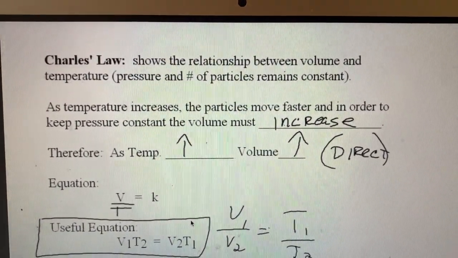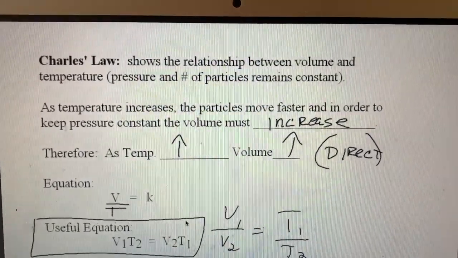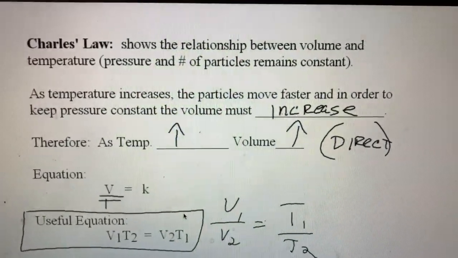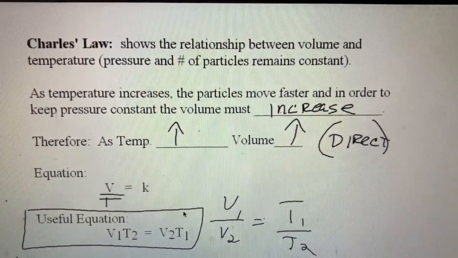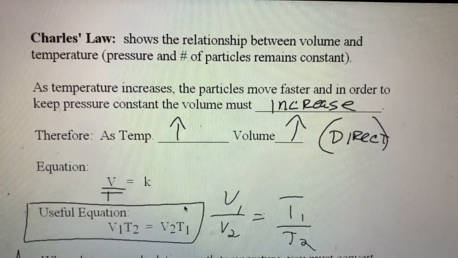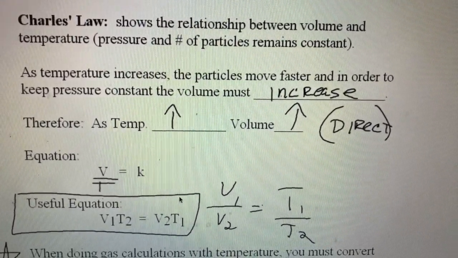All right, Charles's law shows the relationship between volume and temperature. In this case, the pressure and the number of particles are going to remain constant. So as temperature increases, the particles move faster, and in order for that pressure to stay the same, because we want that to stay constant, you have to make that container bigger.